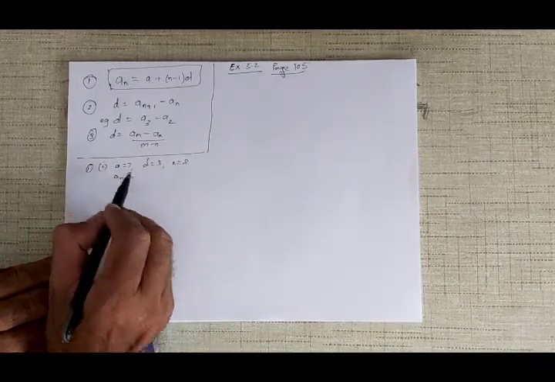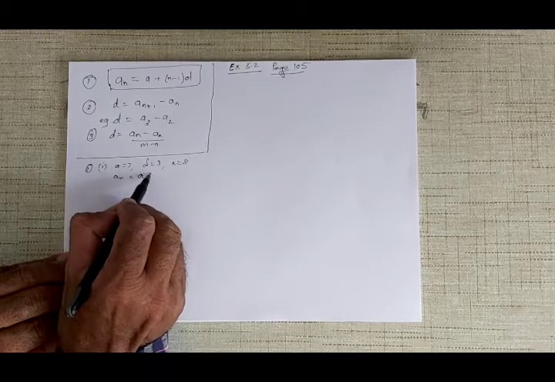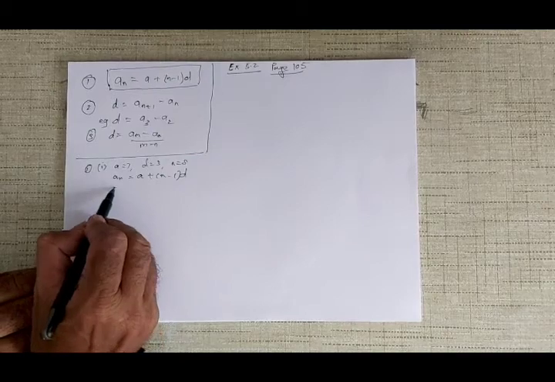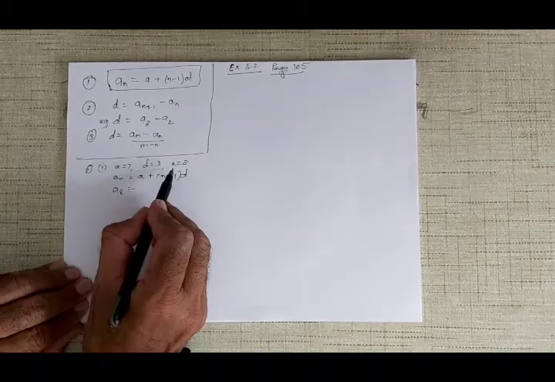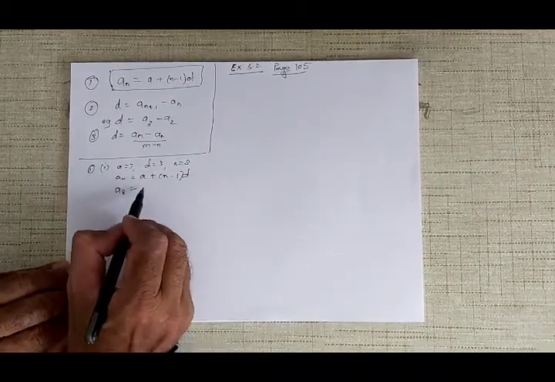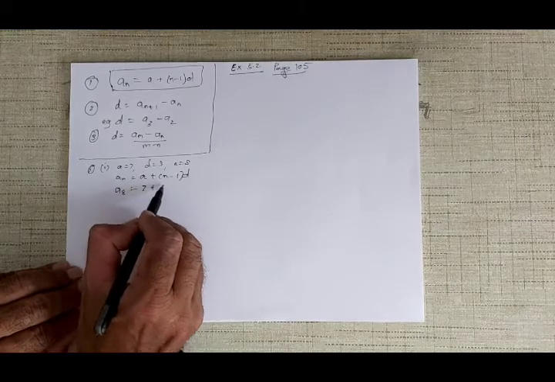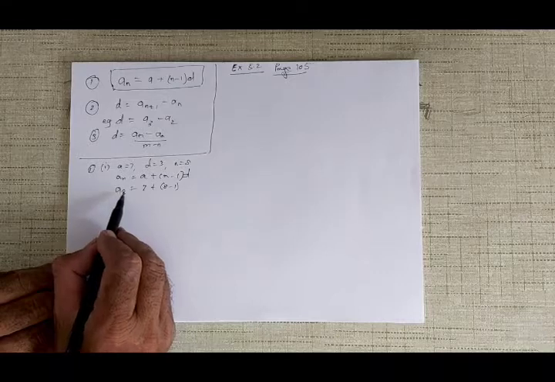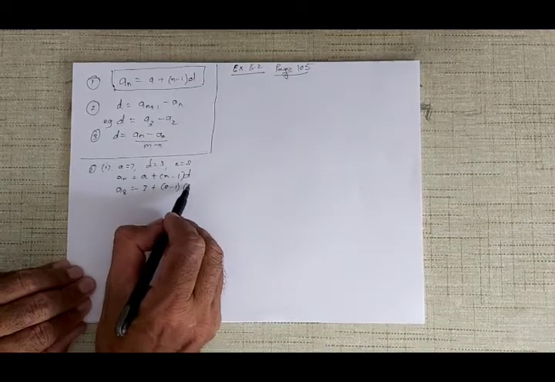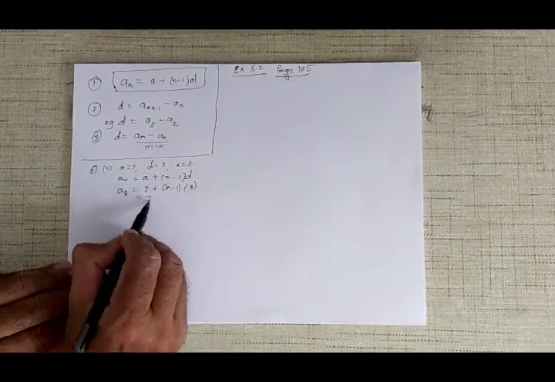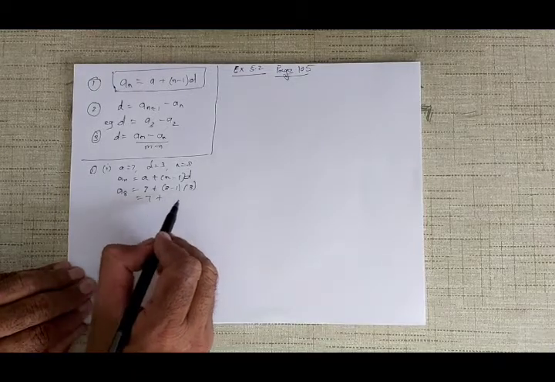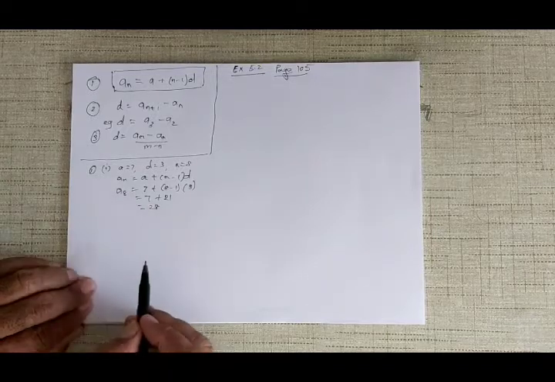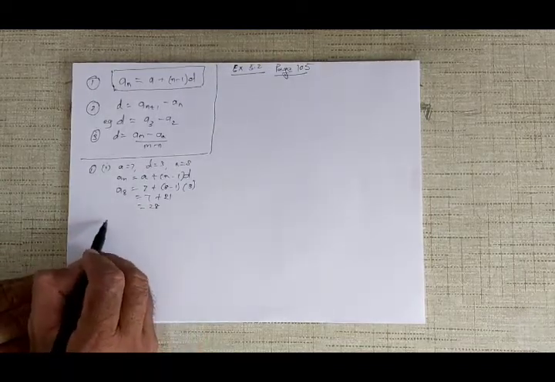a of n is equal to a plus n minus 1 into d. So if I want to find a of 8, where n is equal to 8, then that will be 7 plus 8 minus 1, into d, which is given as 3. So 8 minus 1 is 7, 7 3s are 21, 21 plus 7 is 28.